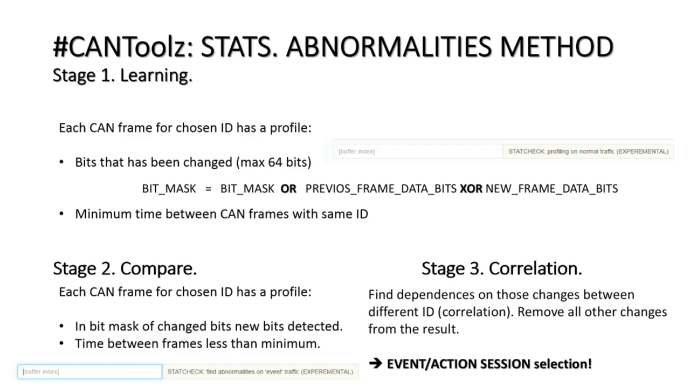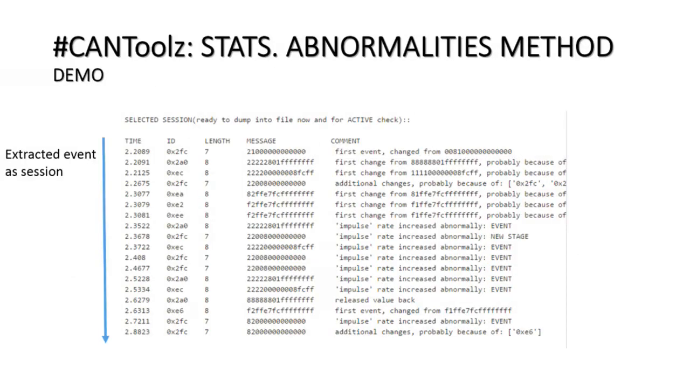And next, stage three, I do correlation between different events. So if this changed first, and then after this, another ID changed, probably these two events are one big event. So I collect all these things, and as output for the same traffic from the previous example, I got session extraction. It's like, if you do door unlock, only these frames are interesting for you, and they're sorted by time here and by logic.